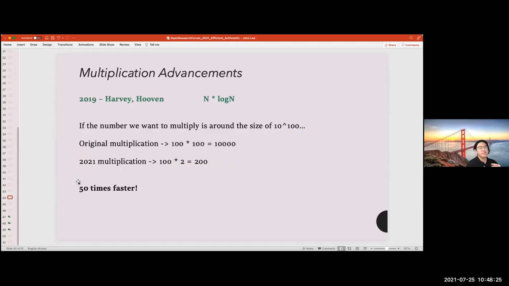And just to show you how these advancements are good. Say, for example, we want to multiply two numbers that are around the size of 10 to the power of 100. This is a very large number, actually, but this is definitely possible within combinatorics. And so if we use the original multiplication tool, the breakdown multiplication that took n squared time, then this would take 10,000 operations. However, with today's multiplication techniques, we only have to do 200 operations in order to multiply two numbers. So this made the advancement 50 times faster.